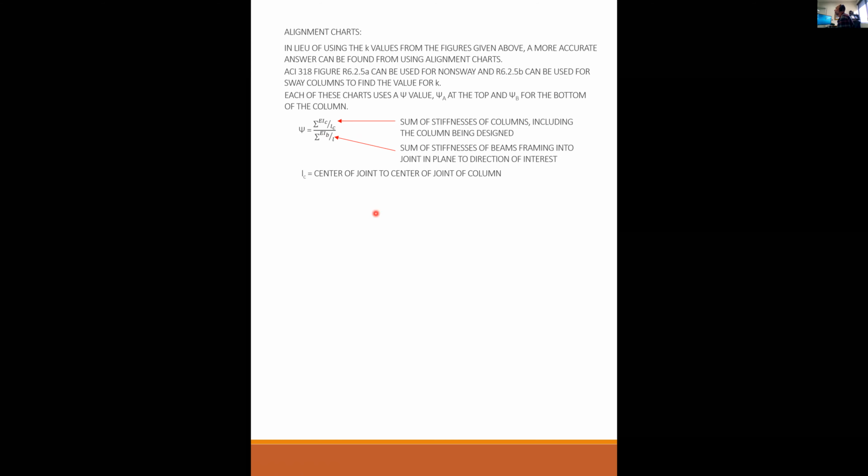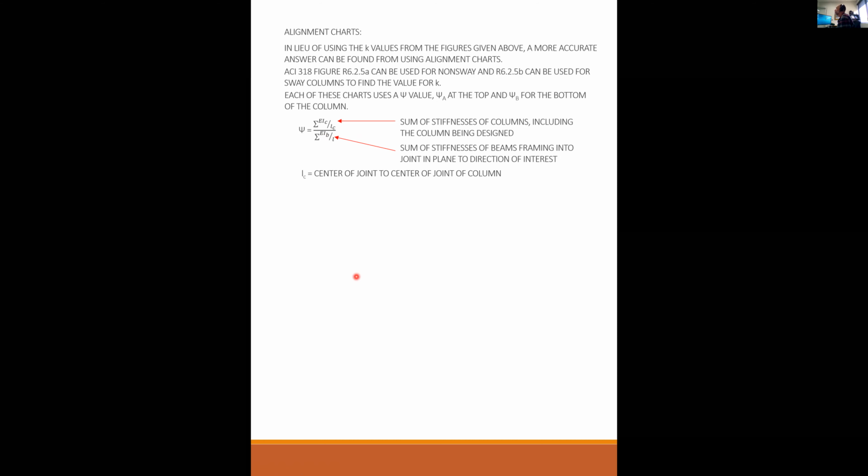Each of these charts uses a psi value, psi A at the top and psi B at the bottom of the column, where psi is equal to the sum of EI of the column divided by the length of the column, over the sum of E times I of the beam divided by the length of the beam. So the top is the sum of the stiffnesses of the columns, including the column being designed, and the bottom is the sum of the stiffnesses of the beams framing into the joint in the plane in the direction of interest.